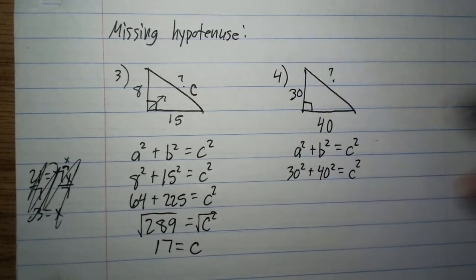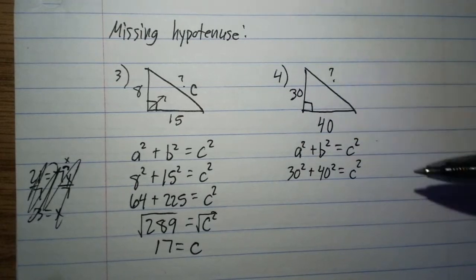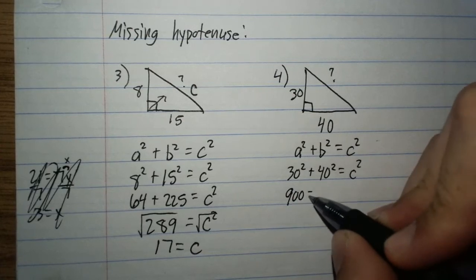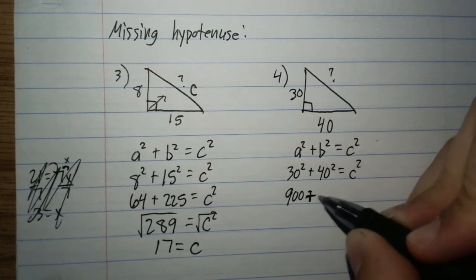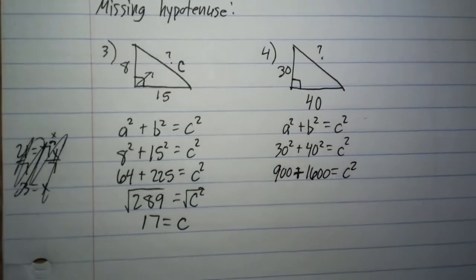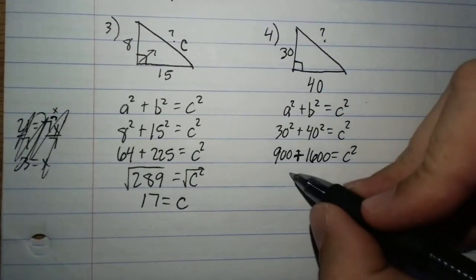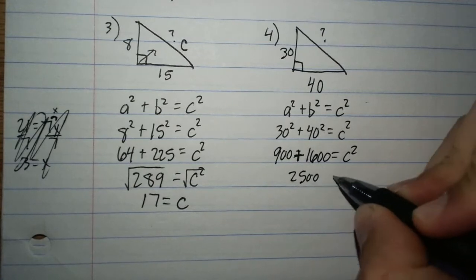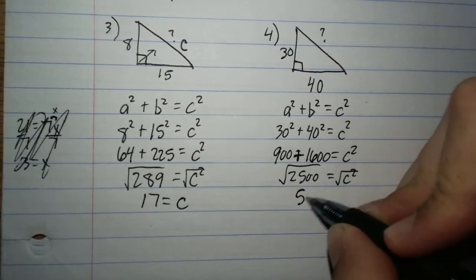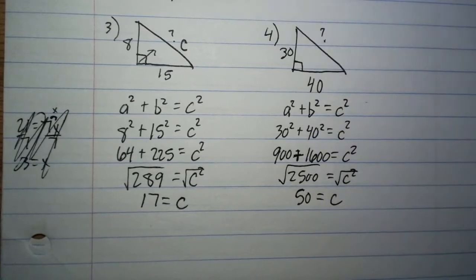Okay, so the first thing you need to do, you need to fill in your 2 legs that you know. 30 squared is 900. 40 squared is 1600. We don't know C squared. 900 plus 1600 is 2500. Then you square root and you get 50 equals C.